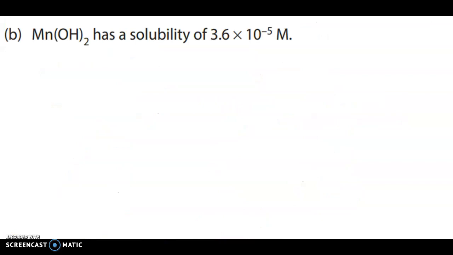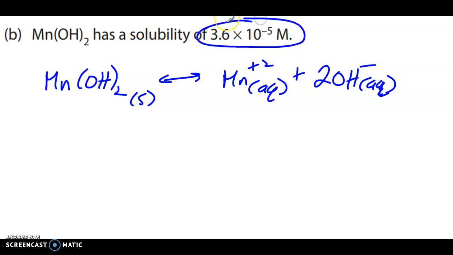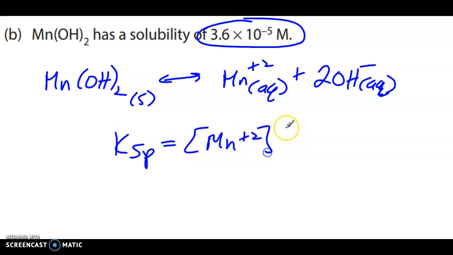So here's an example of one that is not going to be 1-to-1. Just a little spoiler alert here. We have manganese hydroxide. Let's write out our equilibrium. And we have 2 OH groups. It's telling us that it has a solubility of 3.6 times 10 to the negative 5. So our KSP for this is going to be Mn 2+ and then OH to the exponent 2.